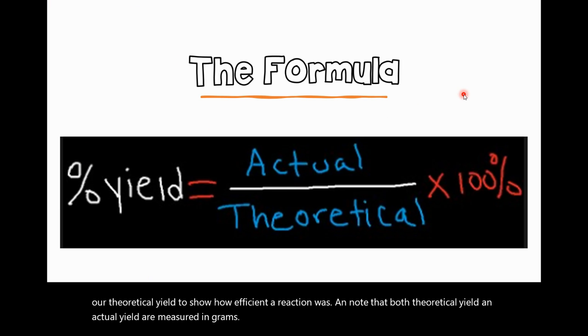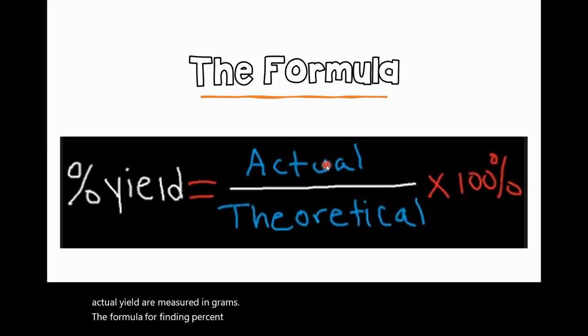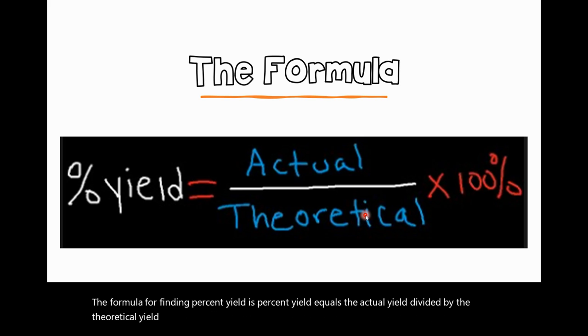The formula for finding percent yield is percent yield equals the actual yield divided by the theoretical yield multiplied by 100.